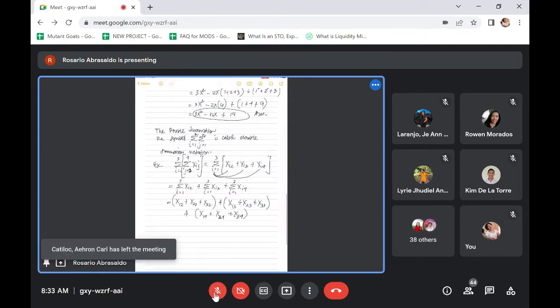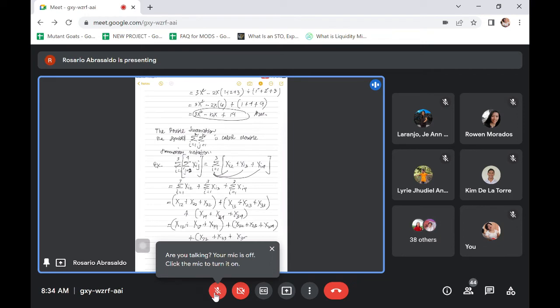Okay, since addition is commutative, class, we can rewrite this, starting first with x sub 1, with subscript 1. So, x sub 1, 2 plus x sub 1, 3 plus x sub 1, 4. Then also x sub 2, 2 plus x sub 2, 3 plus x sub 2, 4. Or x sub 3, 2 plus x sub 3, 3 plus x sub 3, 4. You can write it like that, class, since addition is commutative.